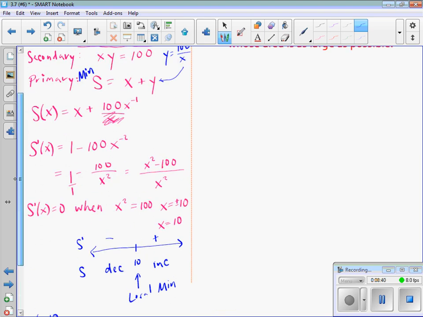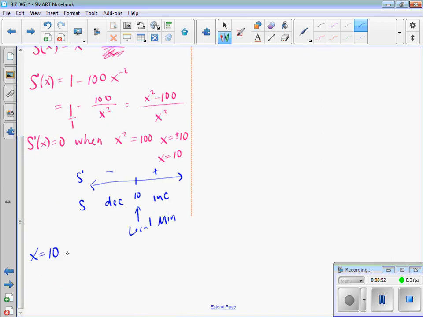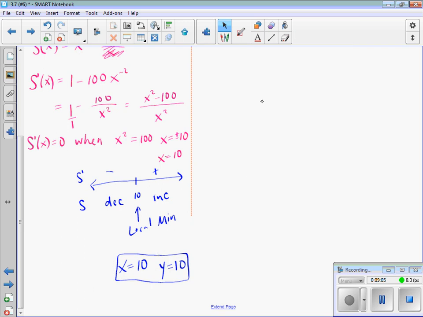How do I find the other number? I can plug it back in, and you're plugging back into the secondary equation. What would you get for y? 10. So x is 10 and y is 10. Now this seems like I justified it because I talked my way through it. You would have to write just a little bit more on this to actually justify your answer. What do you think you would have to write to justify it fully?